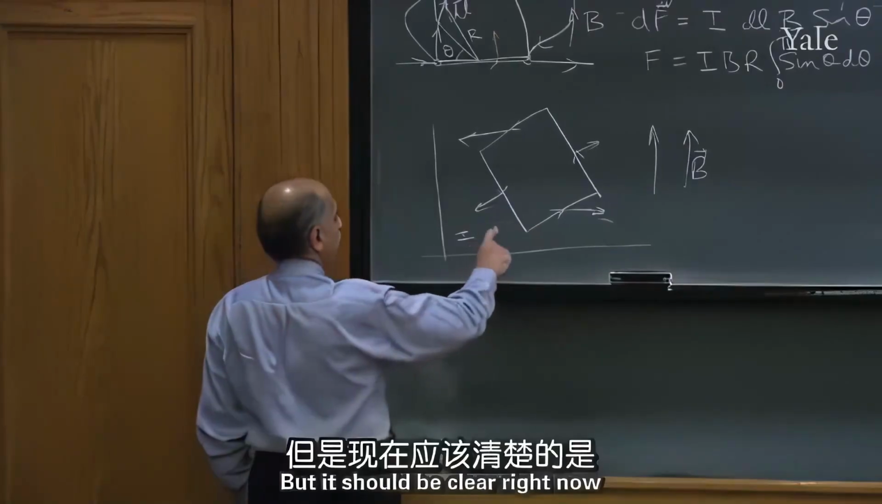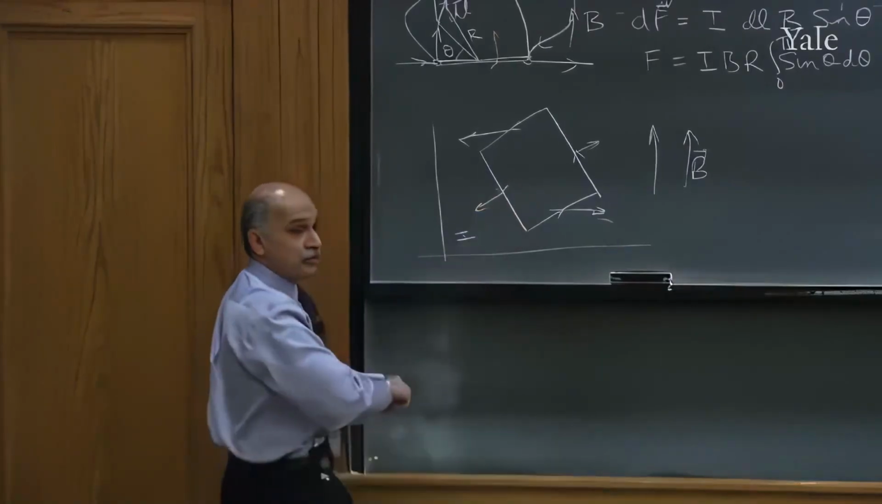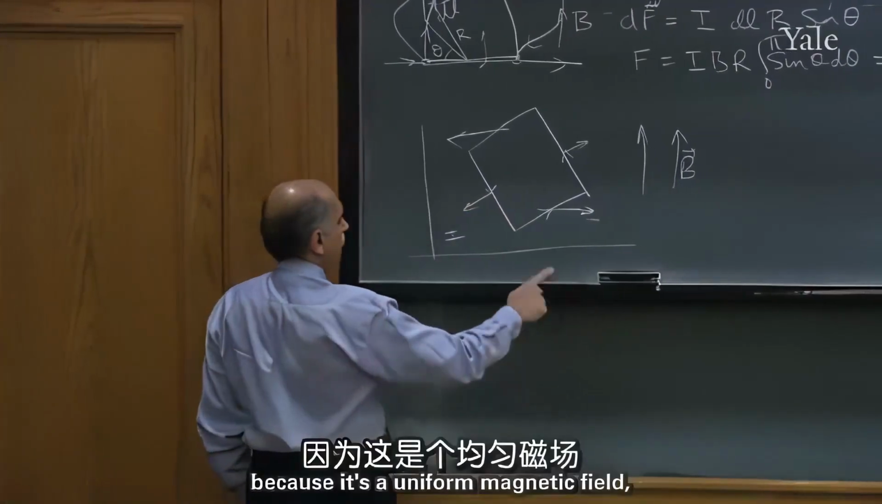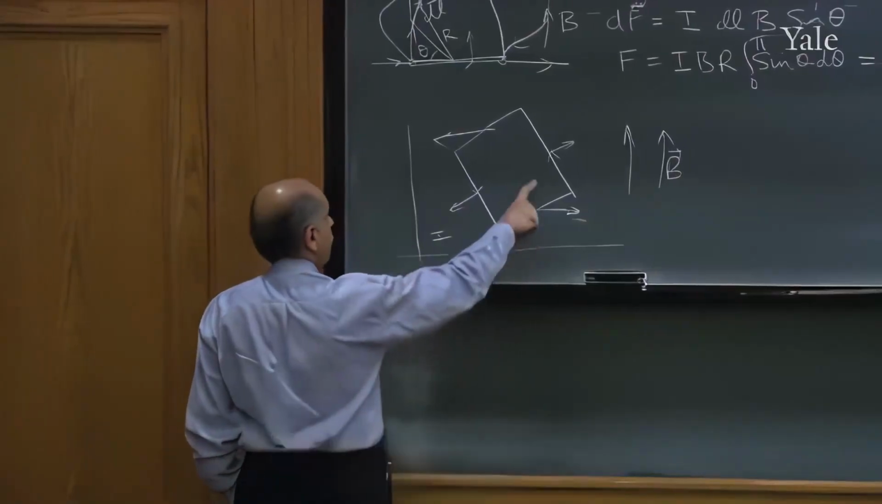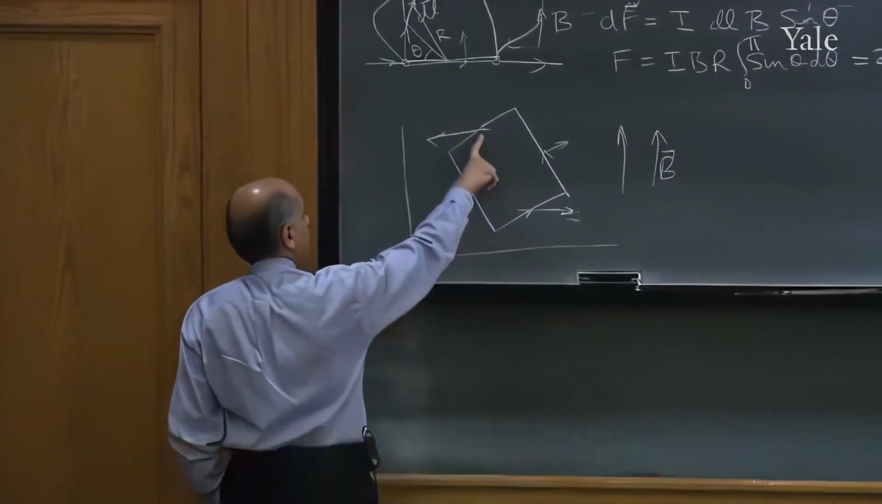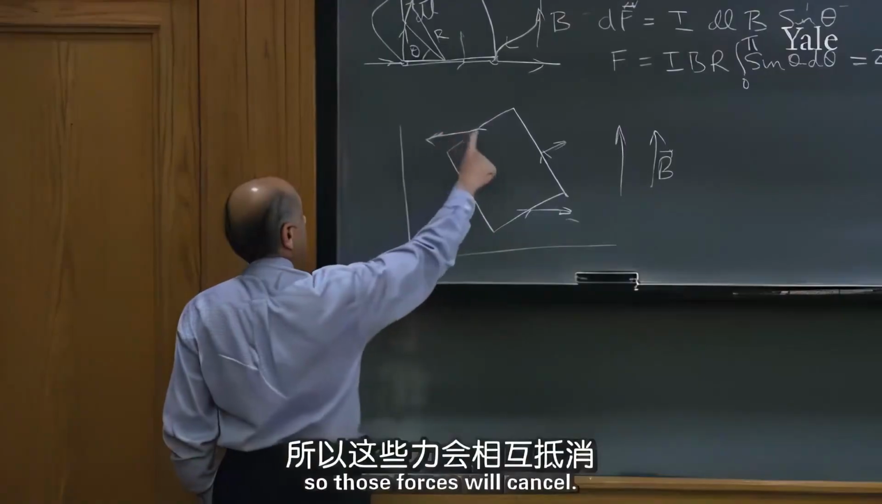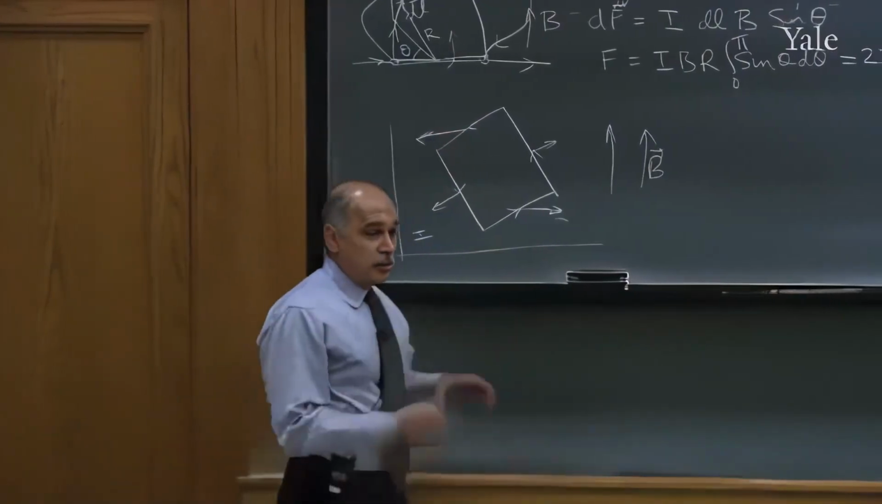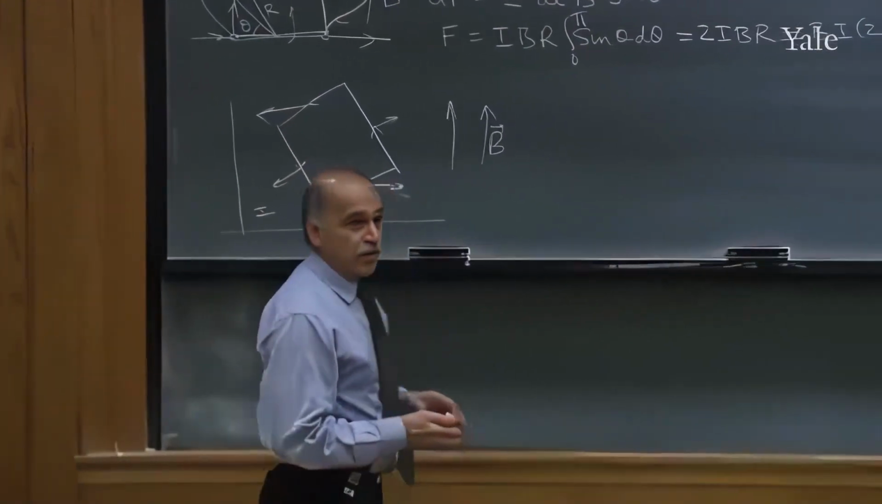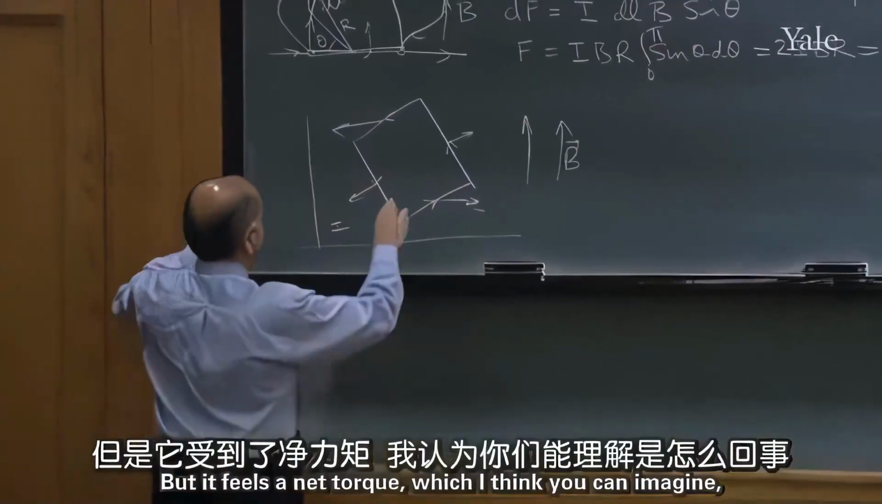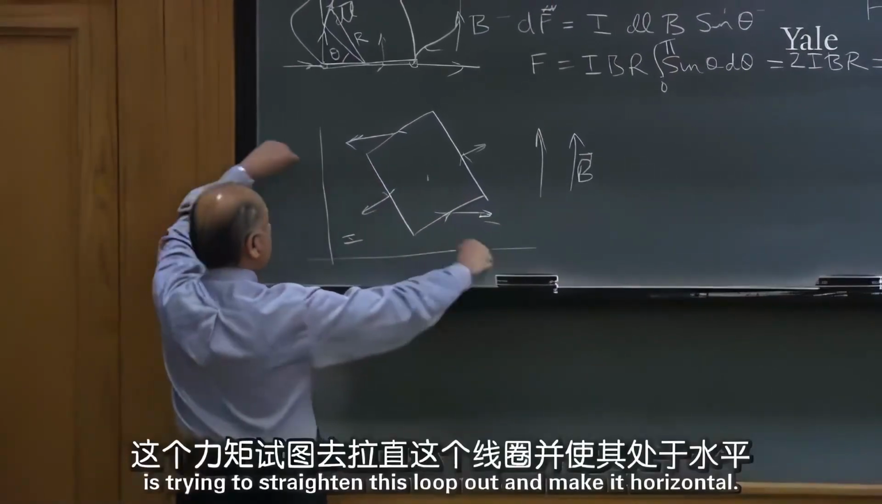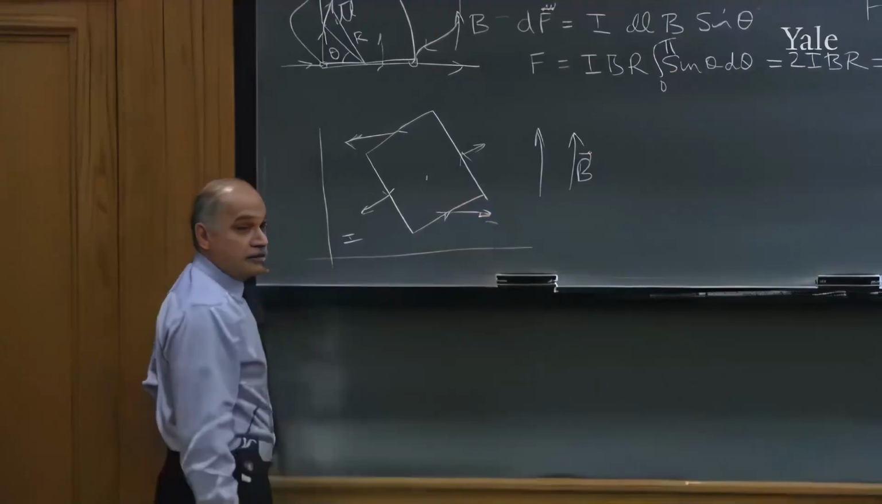But it should be clear right now the total force on this loop is 0, because it's a uniform magnetic field. If there's a current going this way, that's the same current going the opposite way for the same length in the same field. So those forces will cancel. So the loop doesn't feel a net force. But it feels a net torque, which I think you can imagine is trying to straighten this loop out and make it horizontal.